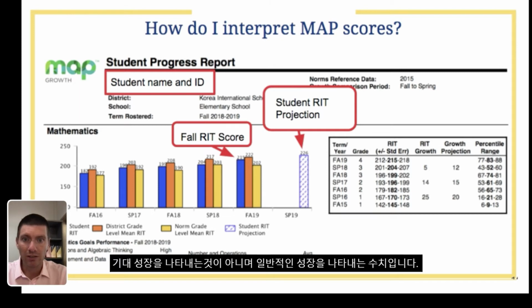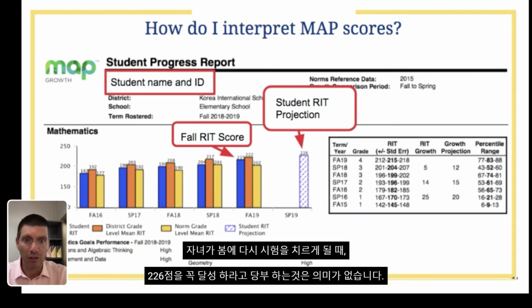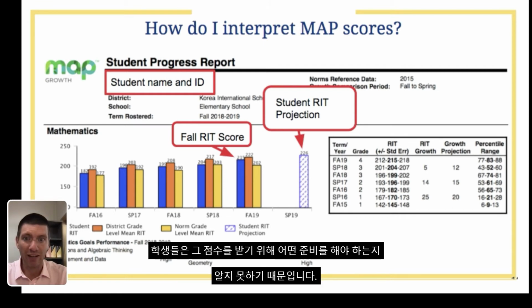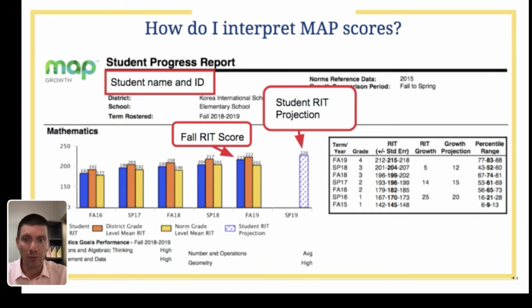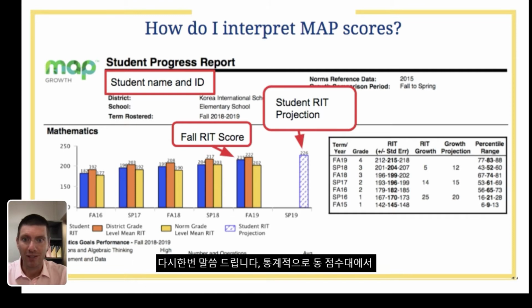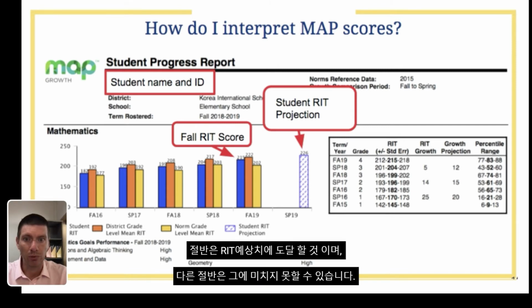When a child does the test again in spring, there is no point in saying to them, I expect you to get a 226. They don't know what they have to do to get that score. All we'll ask is that children do their best on the day. To repeat, statistically, it is typical that in a group, half of the children reach their projected score and half do not.